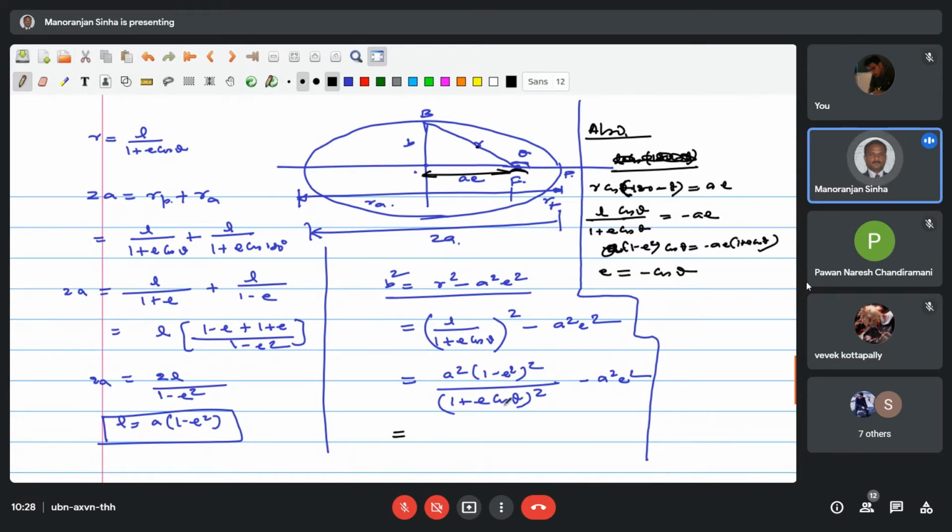And once you insert this cos theta equal to minus E here, L square, 1 minus E square whole square. So these two cancel out, and this is E square times 1 minus E square, and therefore this implies P equal to A times 1 minus E square. So this is another way of doing it. This is part of geometry, and you can solve the same problem in a number of ways.